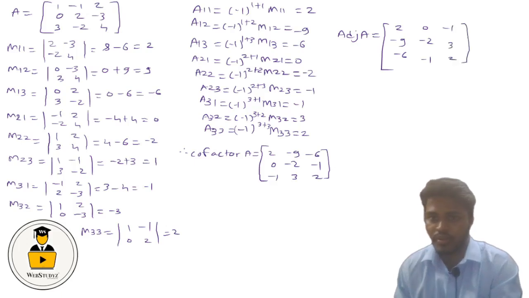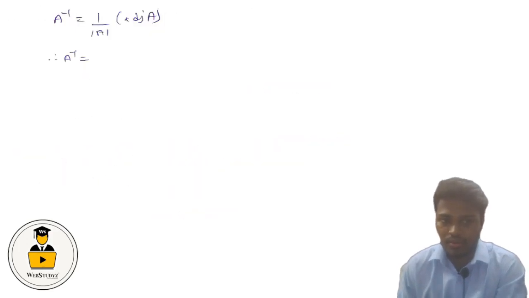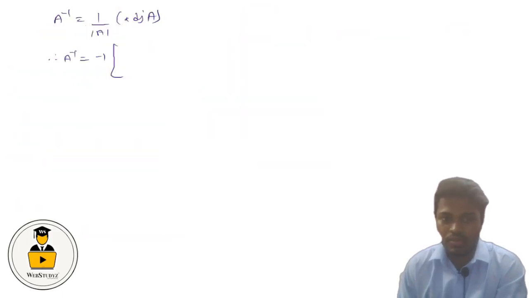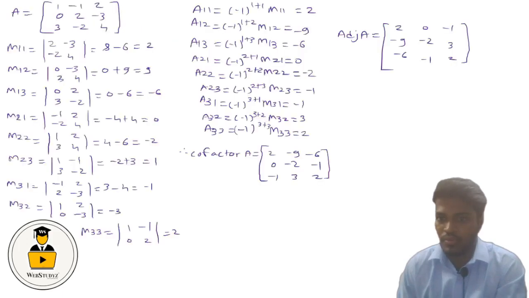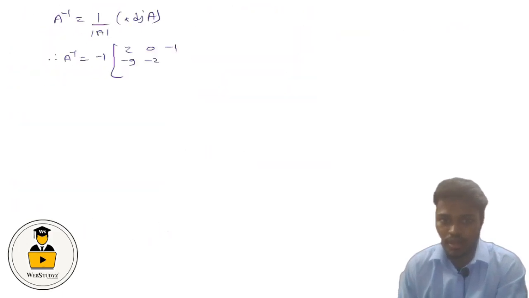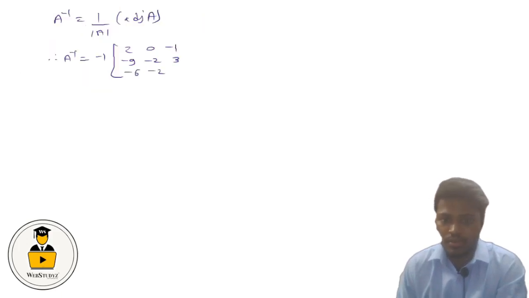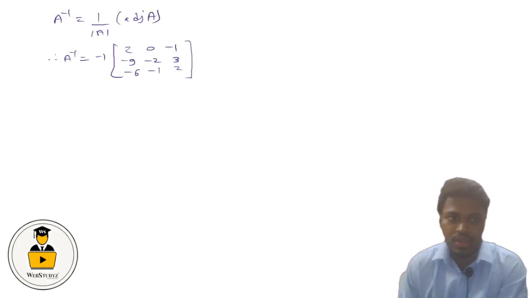Now since we have calculated the adjoint, we can calculate the inverse by the formula 1 upon determinant of A into adjoint of A. So therefore the inverse of A will be, we have calculated the determinant to be equal to minus 1, so this is minus 1 into the adjoint of A, which is [2, 0, -1; -9, -2, 3; -6, -1, 2]. So this is the inverse of the given matrix.